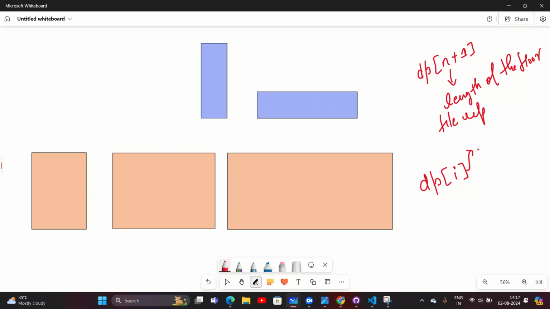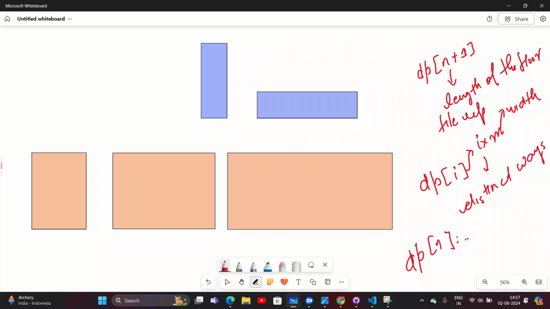It is going to hold that if we have a floor of dimension I cross m, where m is the width of the floor, what are the distinct ways in which we can tile up this floor. So dp of n is going to hold that if we have a floor of dimension n cross m, what are the distinct ways in which we can tile up that floor. So this is our answer that we need to return.